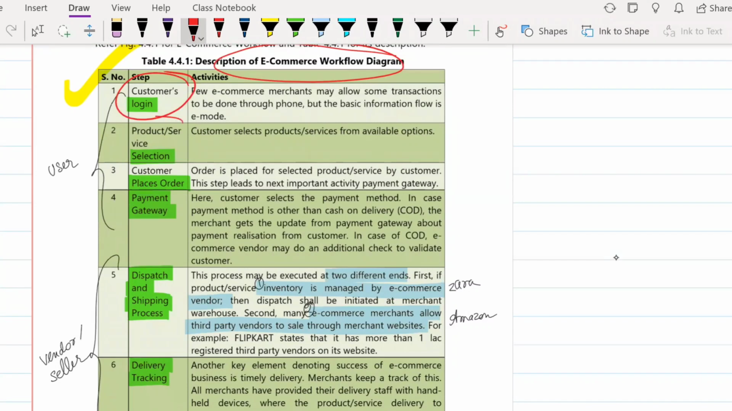Once you have logged in, you need to select the product or service that you need. After you have selected, you can place the order and do the payment using the payment gateway. Now, this is from the side of the users. Our task ends right here. So once you log in, till you place an order and do the payment, that is the task of a user.